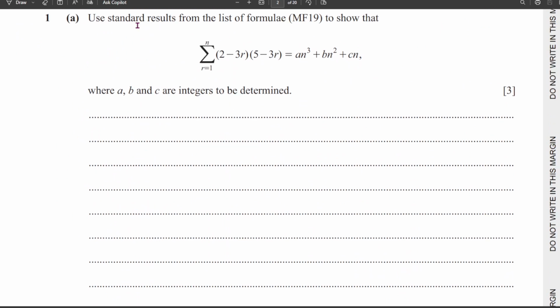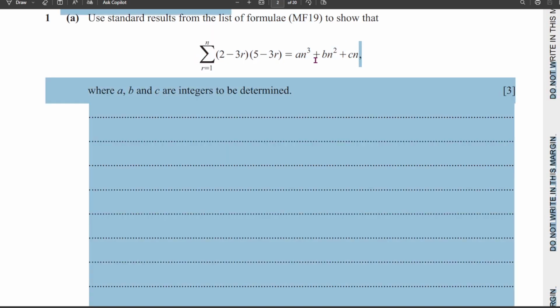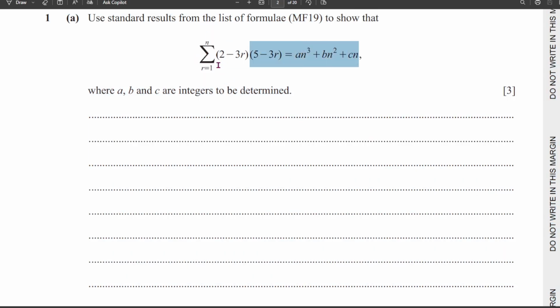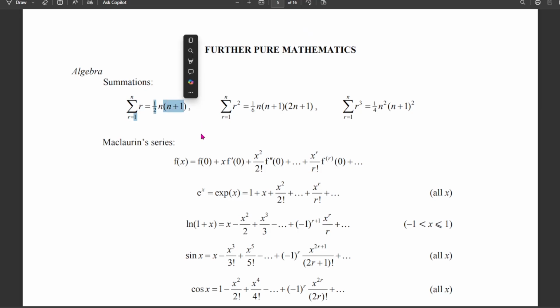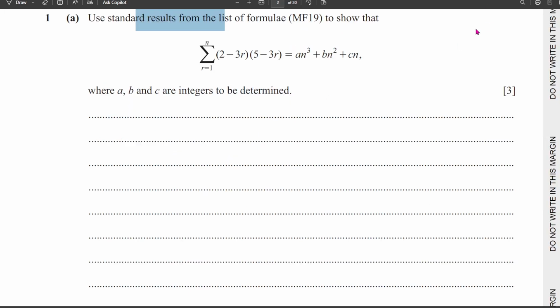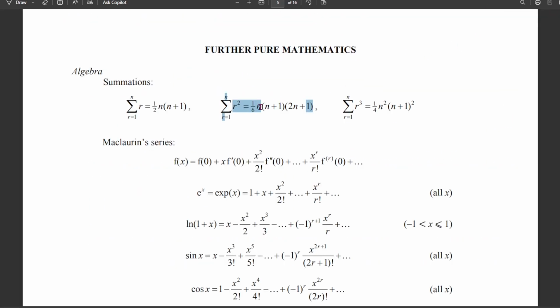Question 1: use the standard result from the MF19 to show this summation can be written as a polynomial in terms of n. The standard result they are telling us to use is this one. Basically, if you have a sum of r, for r equals 1 to n, you can rewrite it as this type of quadratic expression. And if you have r squared, then it will be a polynomial in terms of the third order. As for the proof, you can go and find it. I'm not going to demonstrate the proof in this video, it will be quite long.